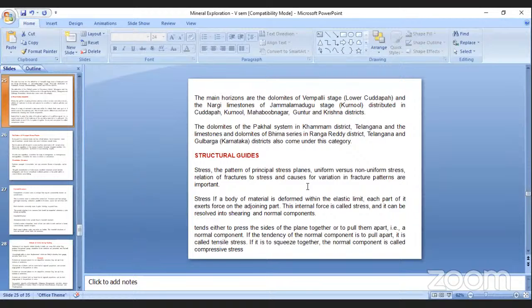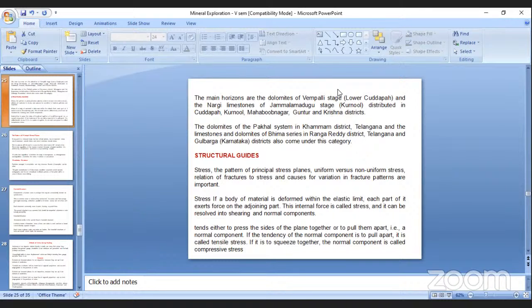Normally anybody or anything has an elastic limit. If the force is increased beyond the limit, maybe cracks form on the body. So the internal force on these rock formations is applicable within the elastic limit. The internal force is called stress, and it can be resolved into shearing and normal components.